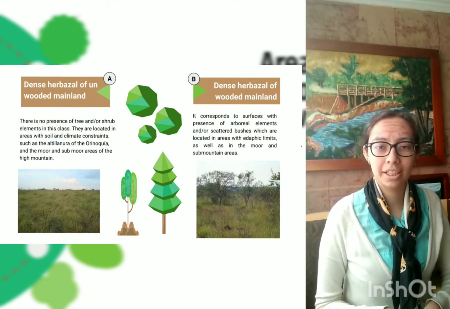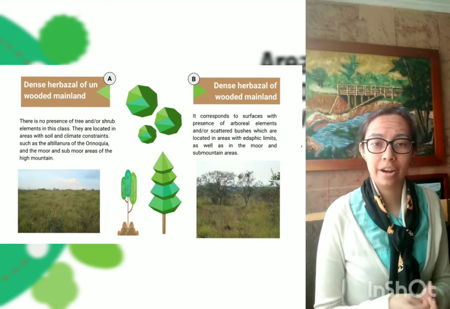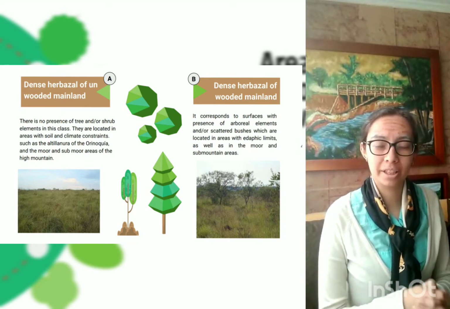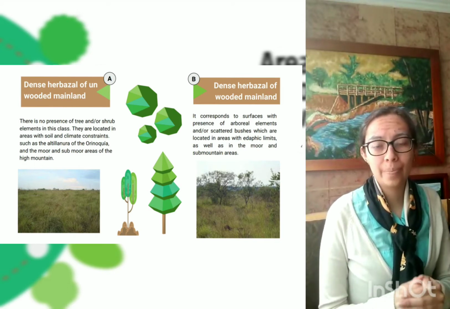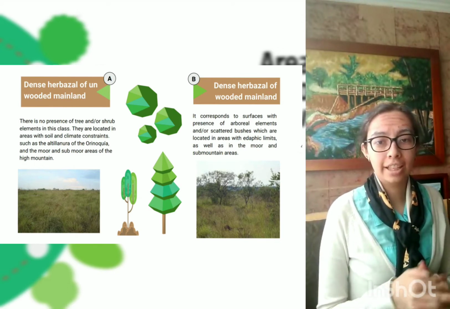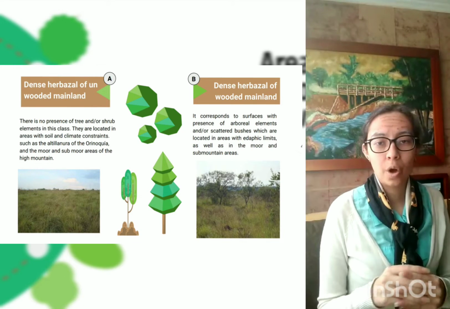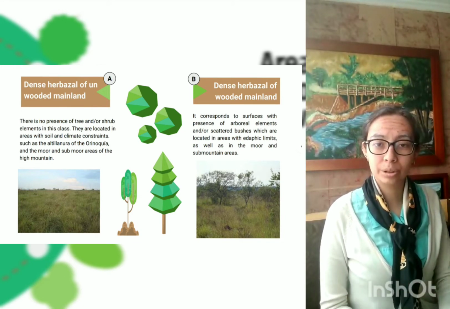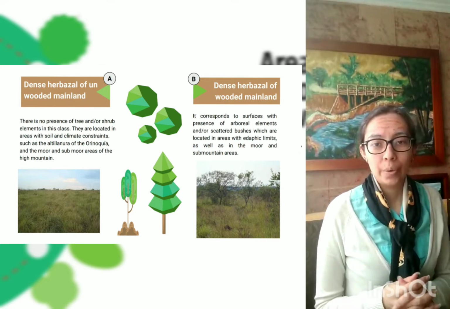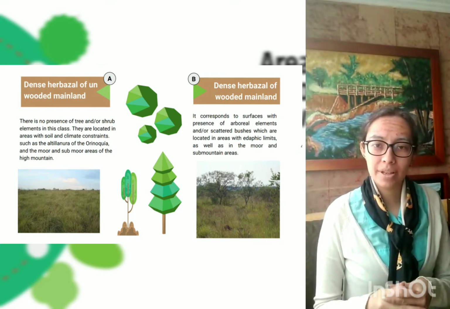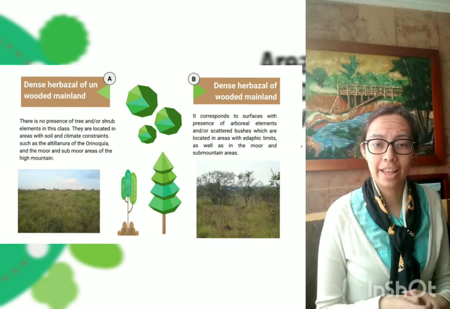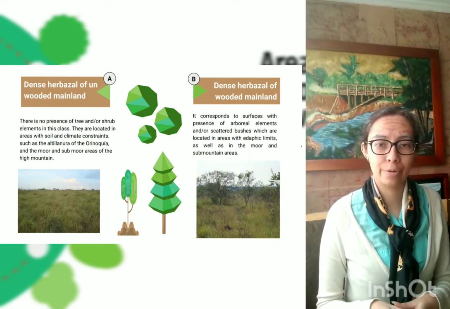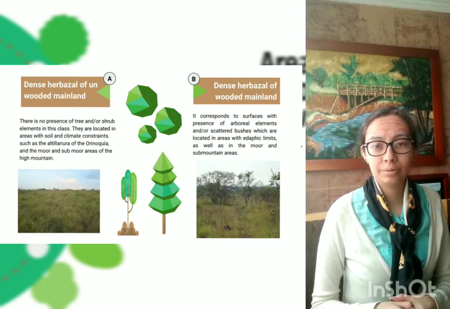These do not present arboreal elements and are located in areas with edaphic and climatic limitations. B is a dense herbaceous of no-wooded mainland, which presents arboreal elements and is located in areas with edaphic limitations as well as in moorlands and soft mountains.